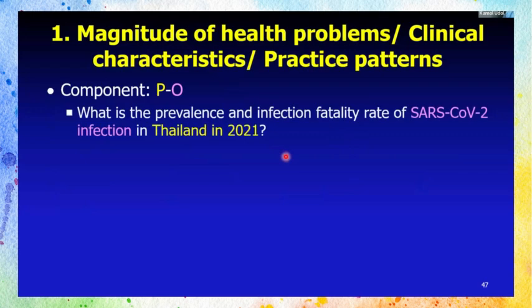What is the prevalence and infection fatality rate of SARS-CoV-2 infection in Thailand in 2021? It's a question regarding the magnitude of health problems, represented by prevalence and case fatality rate. There is no hypothesis to test, we just want to know the fact. There are just 2 components: P, target population, Thailand in the year 2021; O, outcome, SARS-CoV-2 infection, the COVID-19 disease.